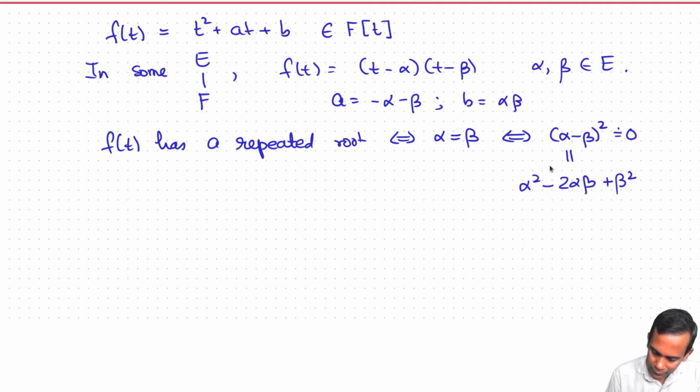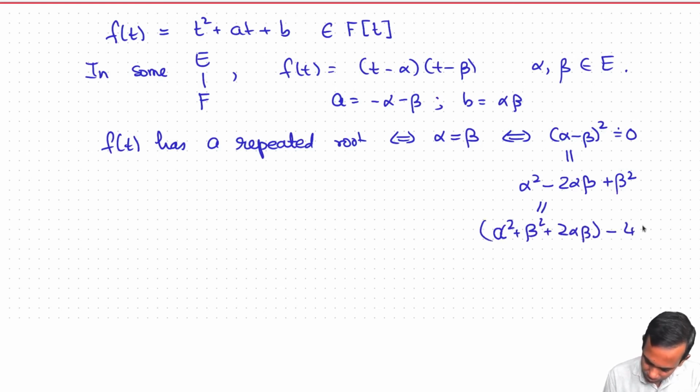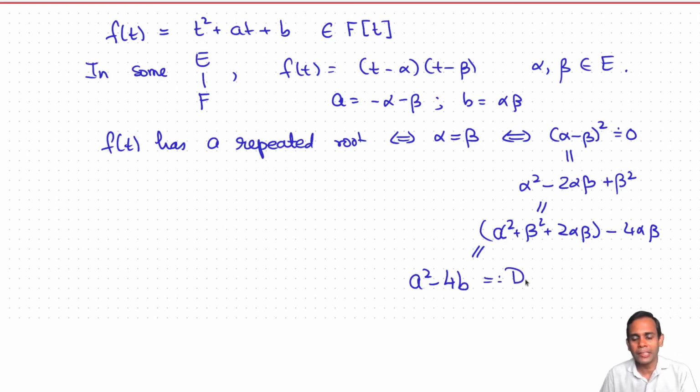Using that, we can expand this in terms of a and b. This polynomial here is alpha squared plus beta squared plus 2 alpha beta minus 4 alpha beta, and that is the same as a squared minus 4b. This is the discriminant. When we solve quadratic equations, we call this the discriminant. So a quadratic polynomial has repeated roots if and only if a squared minus 4b is equal to 0.